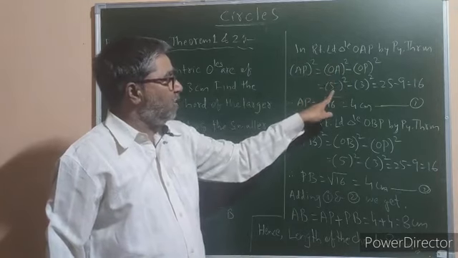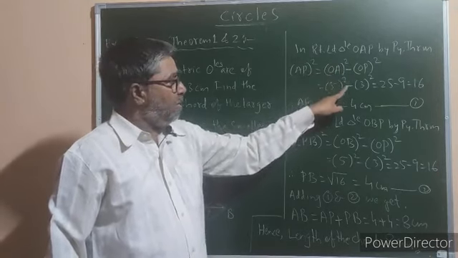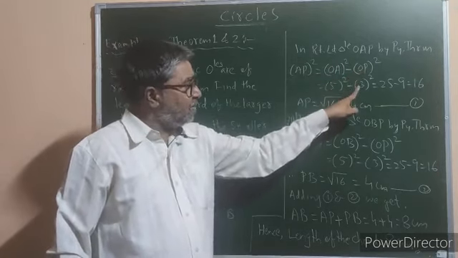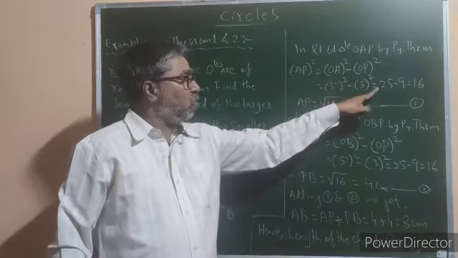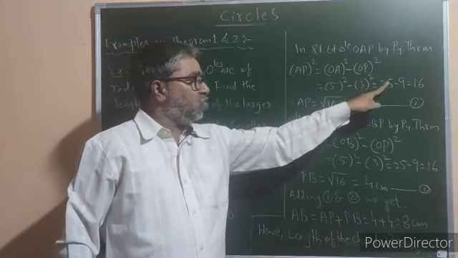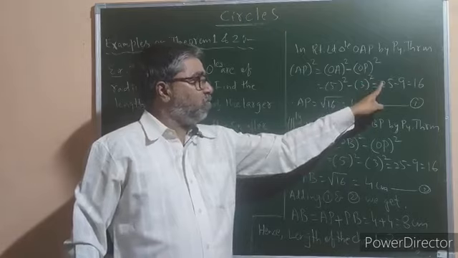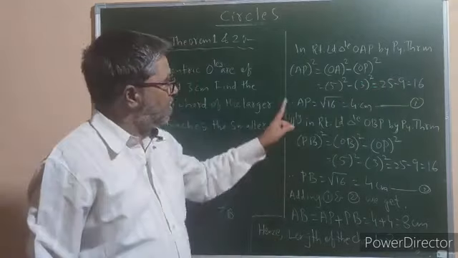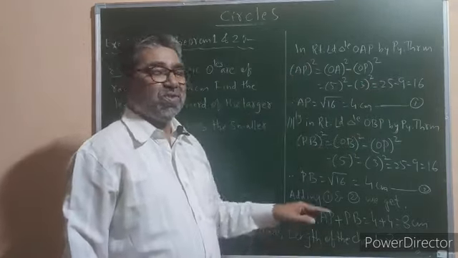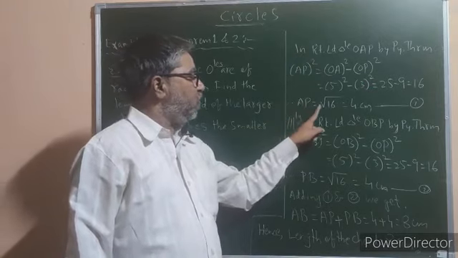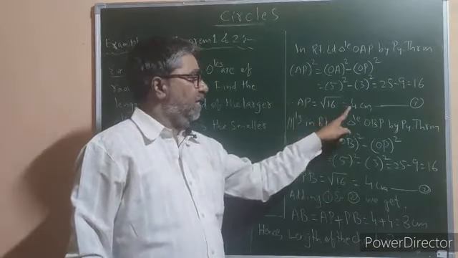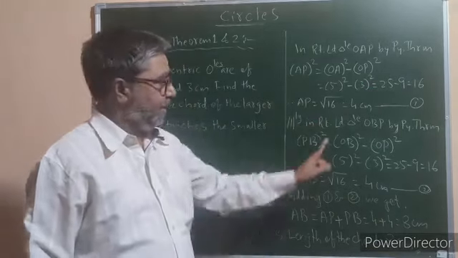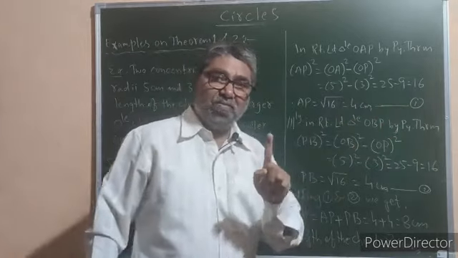The length of OA is 5, so 5 square, minus the length of OP is 3 square. 5 square, you know, is 25, minus 3 square is 9. Subtract 9 from 25, you will be getting 16. AP square is equal to 16. Therefore, the length of AP will be square root of 16, and that is 4 centimeter in length. Call this as result number 1.